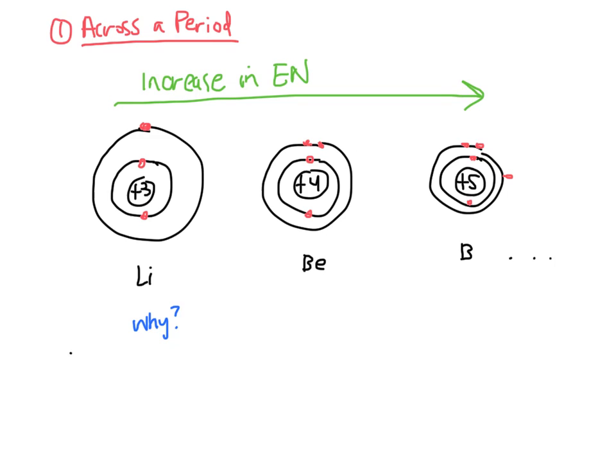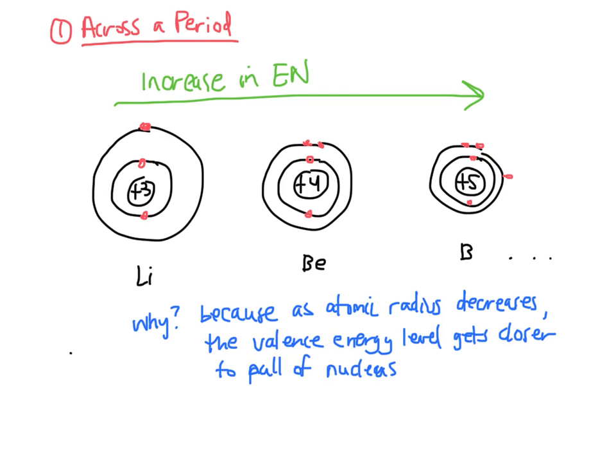So you might ask why. It's because as the atomic radius decreases, the valence energy level gets closer to the pull of the nucleus. And so the atoms become more able to attract not only their own valence electrons, but electrons from another atom. So the trend becomes that you get an increase in electronegativity as you go from left to right across a period.